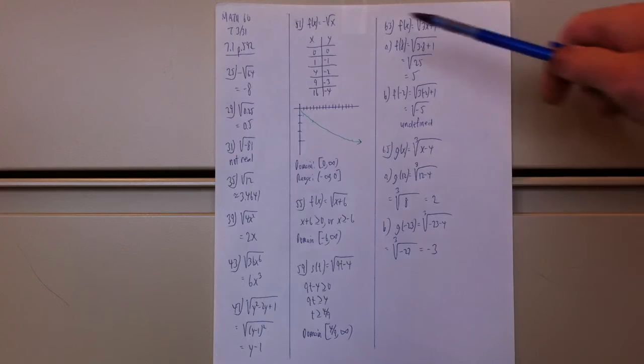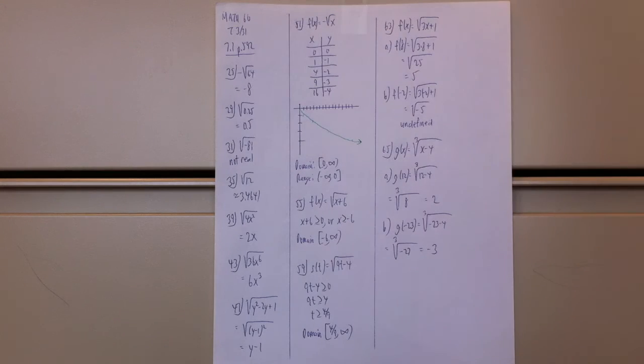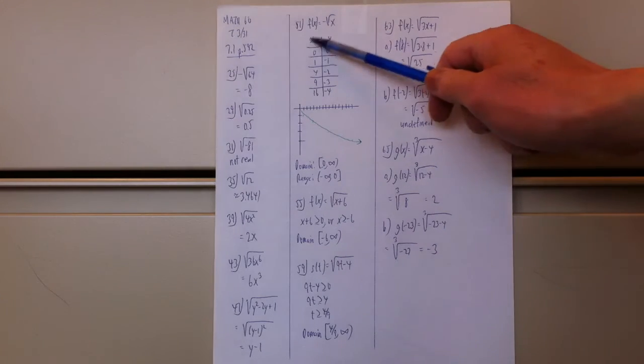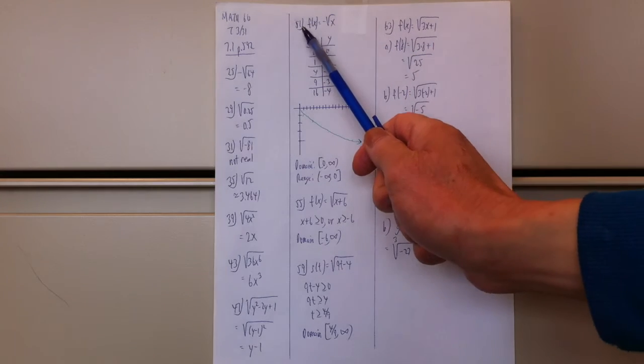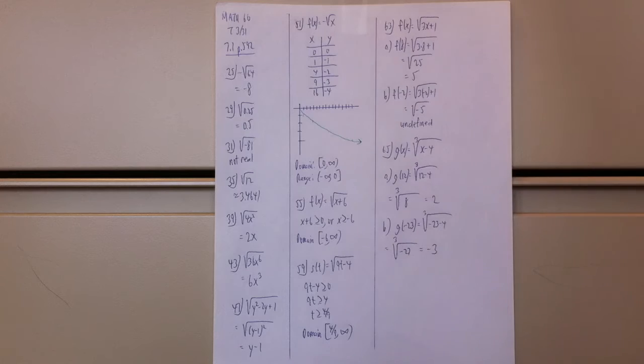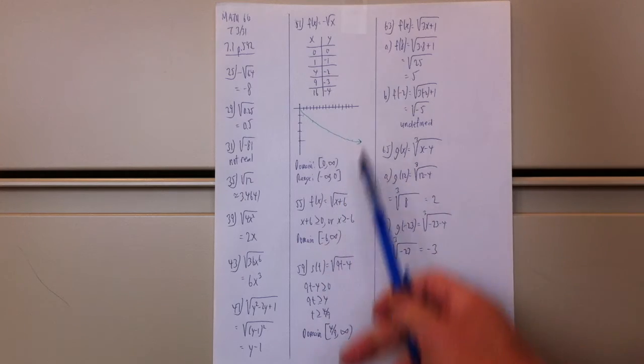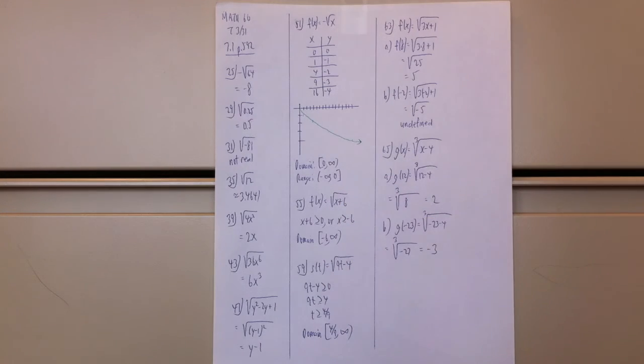51 asks to graph the function f of x equals negative square root of x. So I make a table of x and y. Remember that y is the same as f of x. So you could replace f of x with a y, but of course f of x tells us that it's a function. For every x value, there's only one y value, and so forth. And the graph would have to pass the vertical line test, which this graph does.